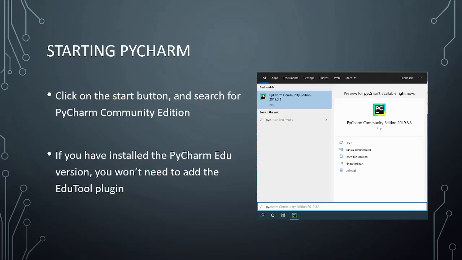So I'll be showing this on a Windows PC. However, for a Mac, it is very similar in the PyCharm interface. So on Windows, all you've got to do is click on the Windows button in the bottom left corner and start typing PyCharm. It will either come up as PyCharm Community Edition or PyCharm Edu Edition. If you have the Edu Edition, you won't need to add the Edu Tools plugin because it's already there. Both of these are linked in the bottom if you do not have it installed.